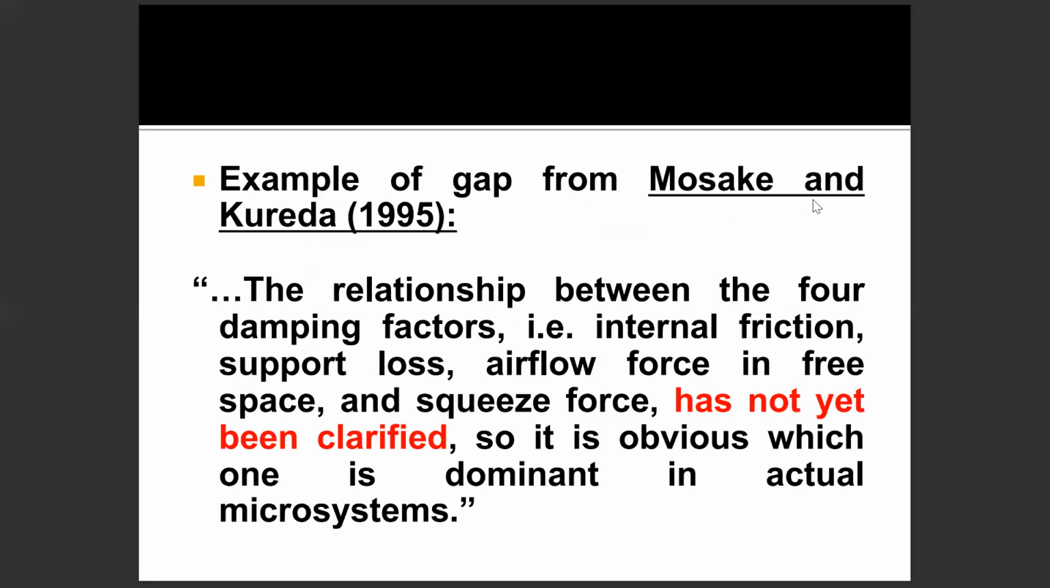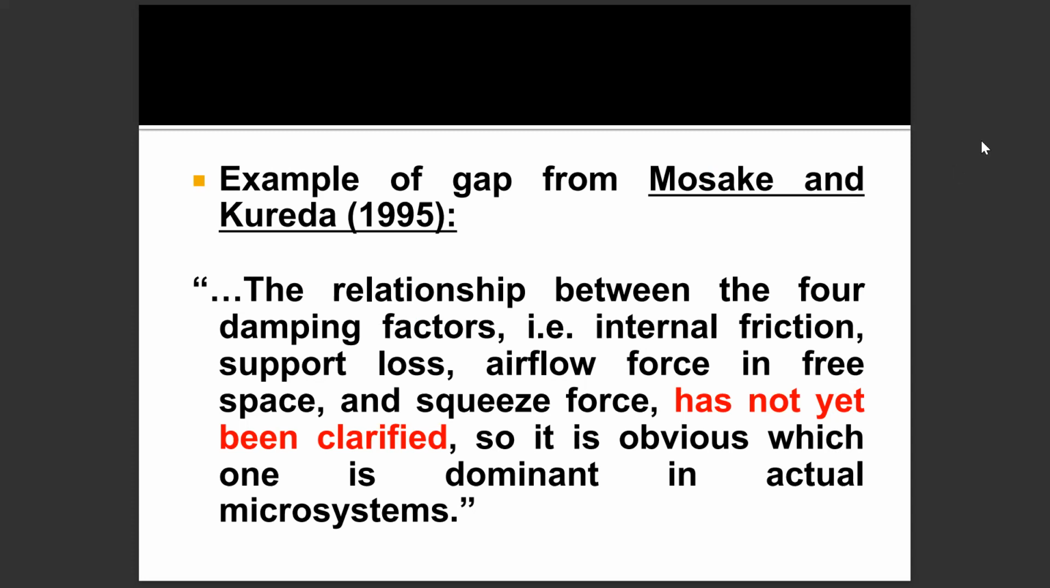So, the example of a gap from Mosake and Koreda, 1995, states that the relationship between the four damping factors, for example, internal friction, support loss, airflow force in free space, and squeeze force, has not yet been clarified. So it is not obvious which one is dominant in an actual microsystem.